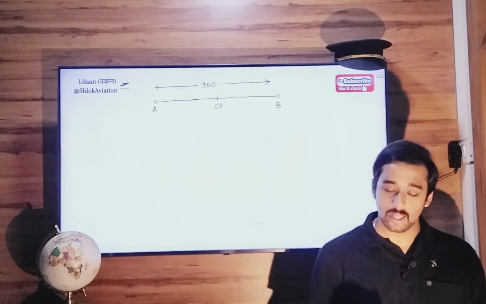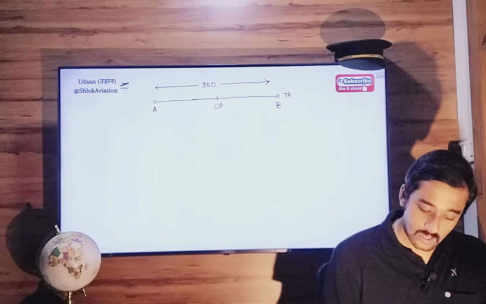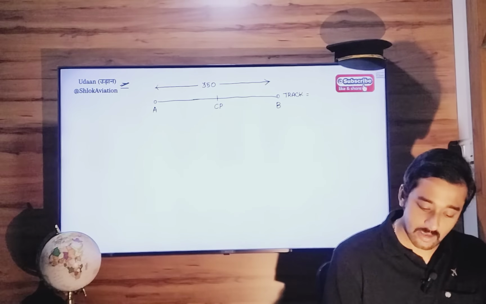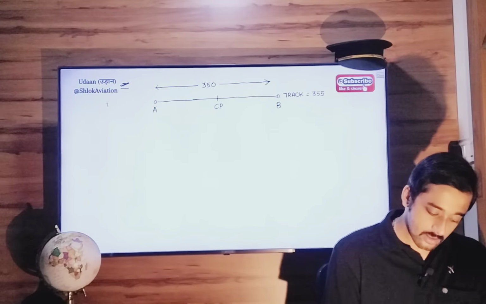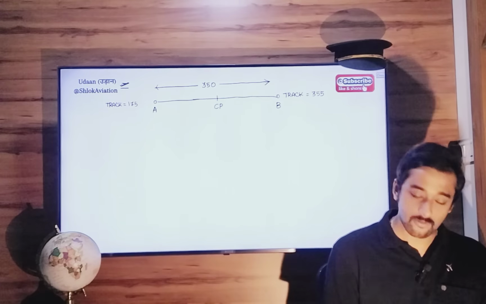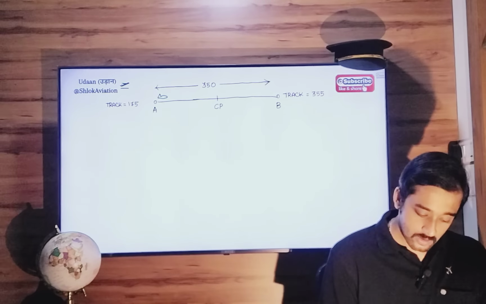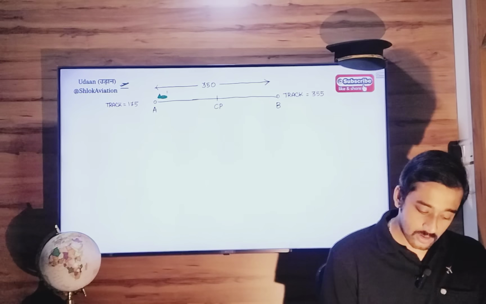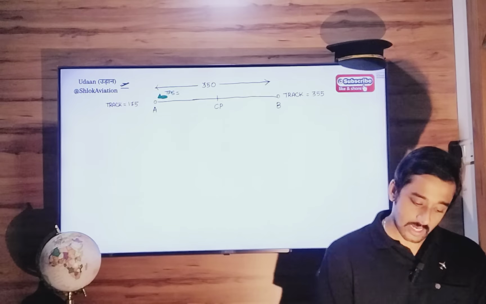Let's say this is a critical point. Outbound track is 355. So inbound reciprocal track will be 175. Now going outbound, task is 140 knots.